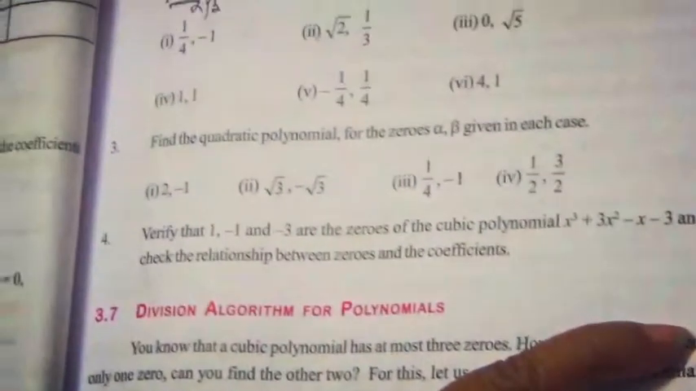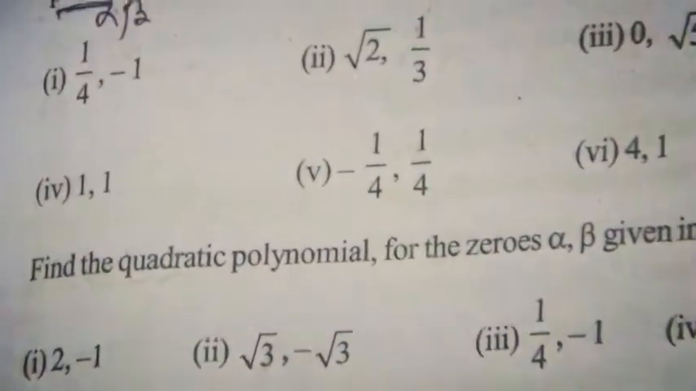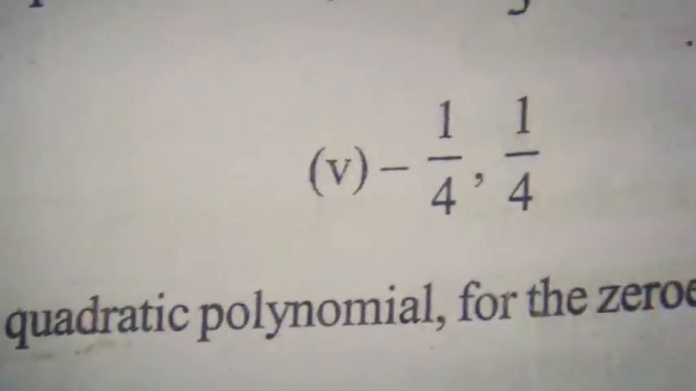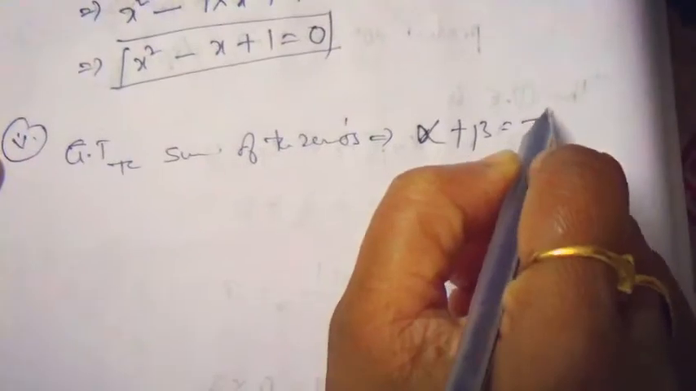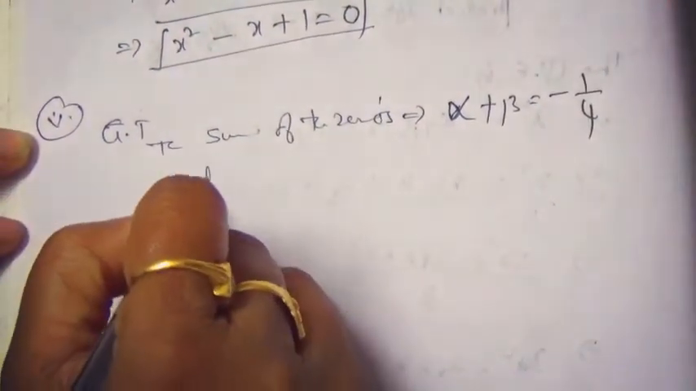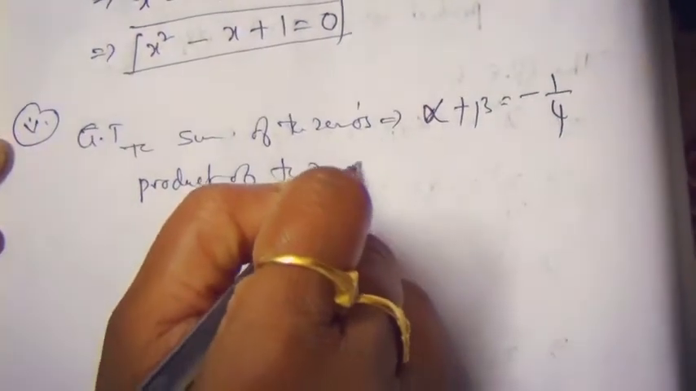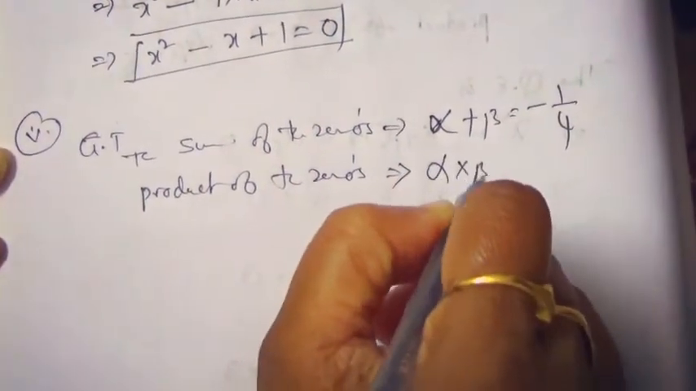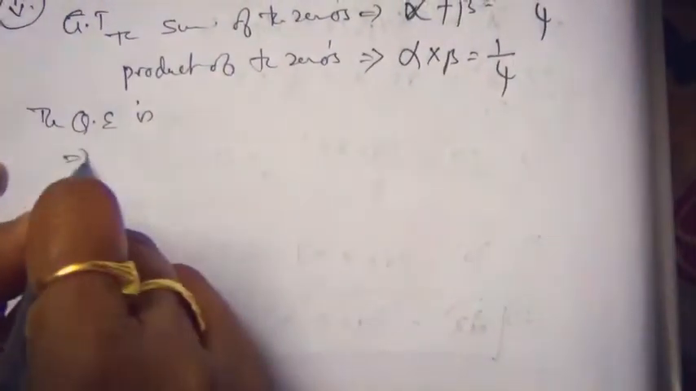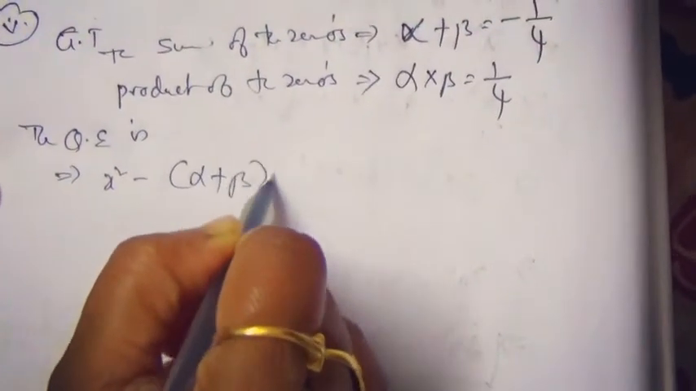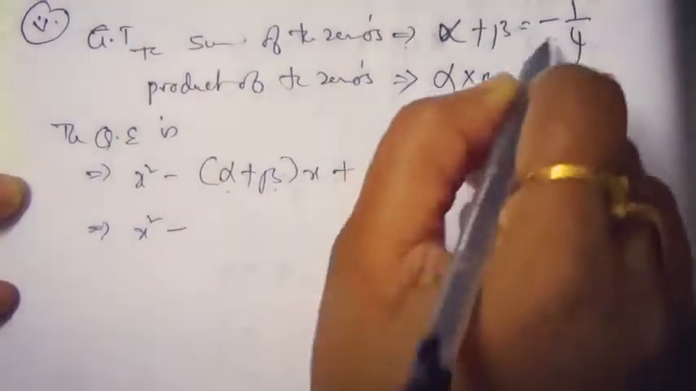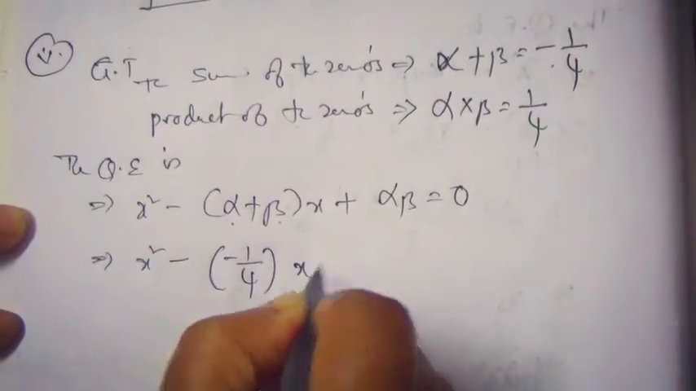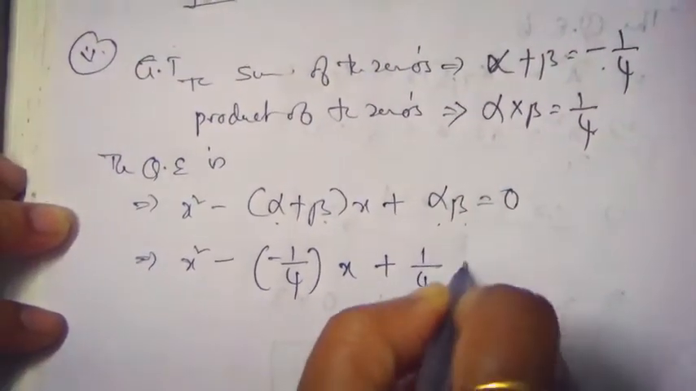Fifth sum, given that the sum of the zeros, alpha plus beta is equal to minus 1 by 4. Product of the zeros, alpha into beta is equal to 1 by 4. So the quadratic equation is x square minus alpha plus beta into x plus alpha beta is equal to 0. That implies x square minus alpha plus beta value, minus 1 by 4, into x plus alpha into beta value, 1 by 4, is equal to 0.